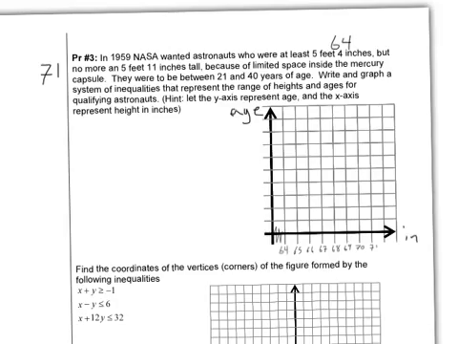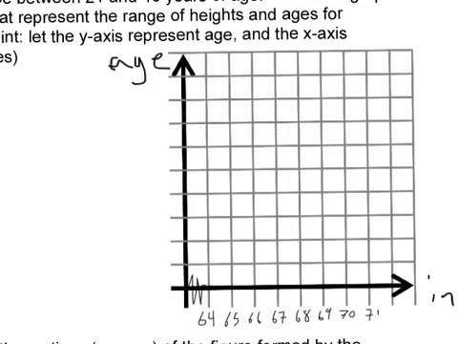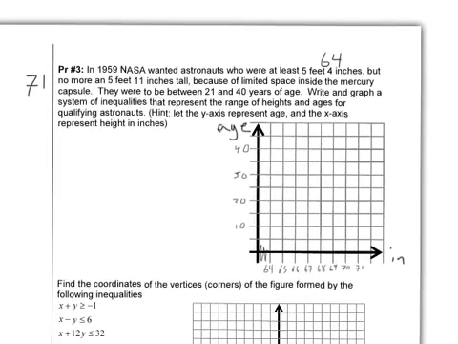Alright, for age, let's zoom into age. I'm going to make these every 5, so that means every 2 is going to be 10: 10, 20, 30, and there we go, 40. Alright, let's write our inequalities here.